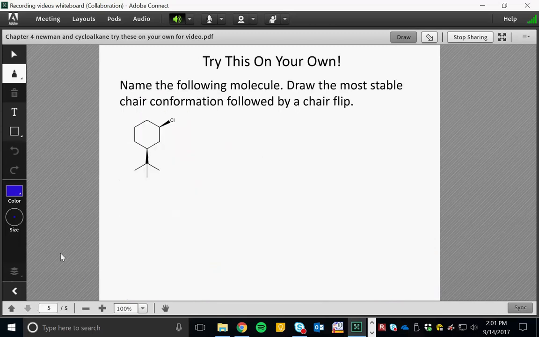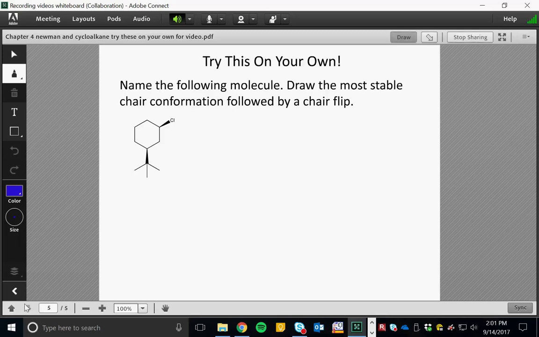We have one more example from our class notes. It's a little bit easier if I go ahead and give y'all the hash or the wedge. And either way, you should always have two structures you're drawing. Your original structure and then the flip. And that's going to help you figure out which one's the more stable.